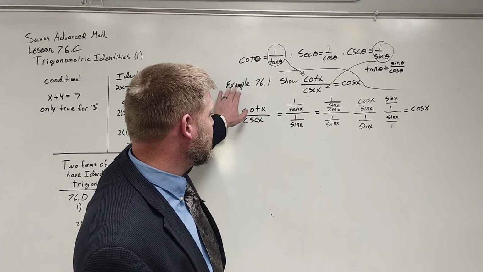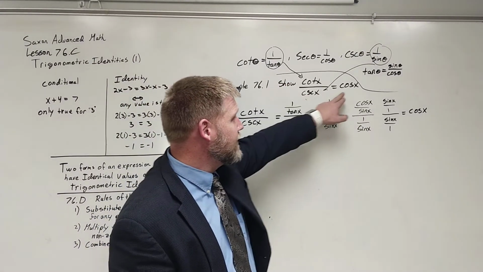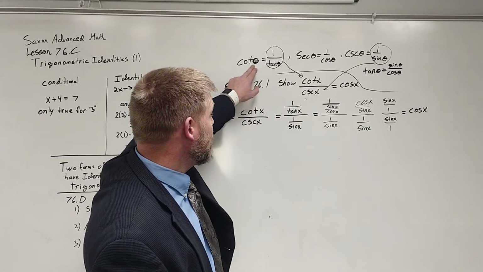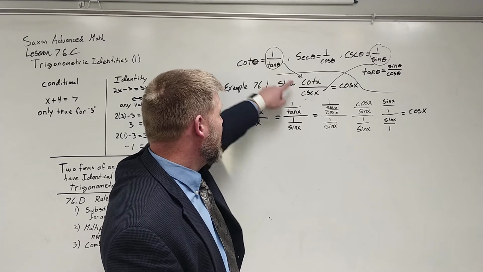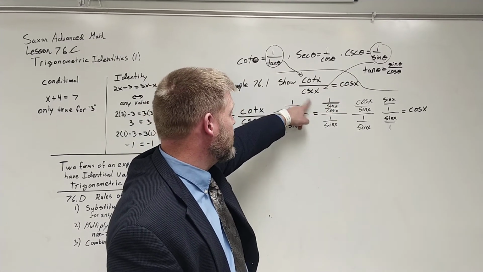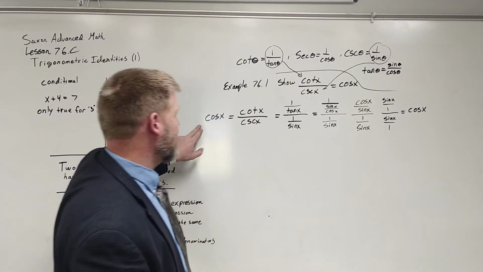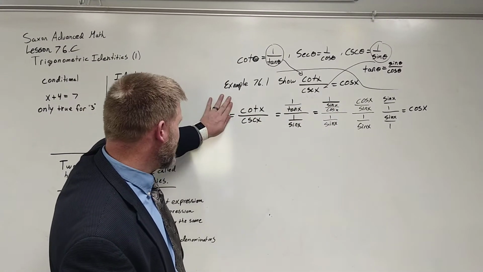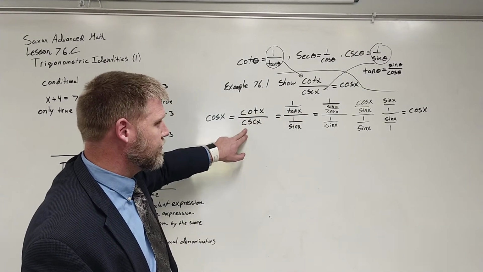So example 76.1 says show the cotangent of x over the cosecant of x is equal to the cosine of x. Now, I'm going to use my tools, right? Here's my first couple tools. 1 over the tangent is equal to the cotangent, and 1 over the sine is equal to the cosecant. So I plug that in. Now I move the cosine of x to the left-hand side, get it out of my way, and I made this into putting the cotangent of x over the cosecant of x right here in the middle.